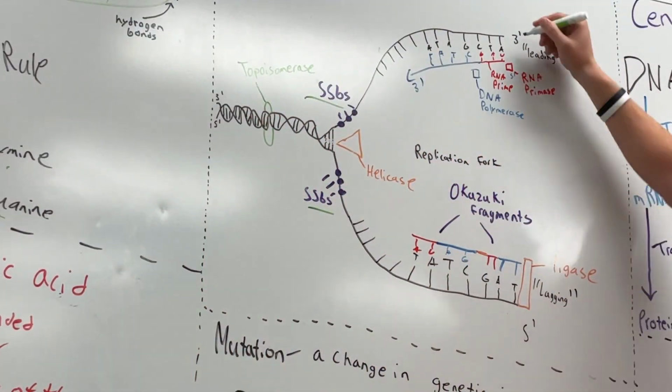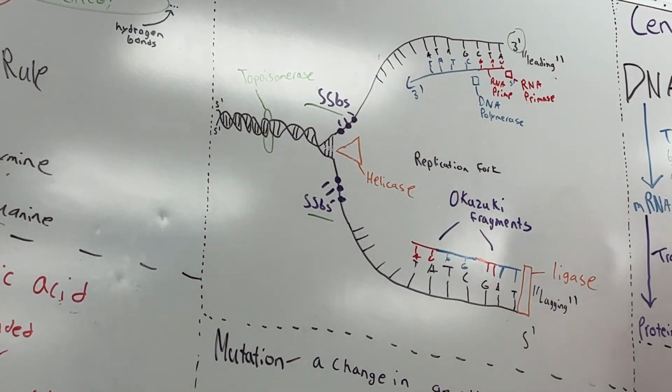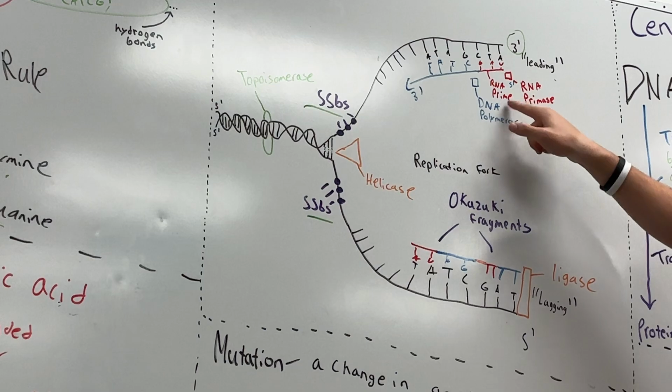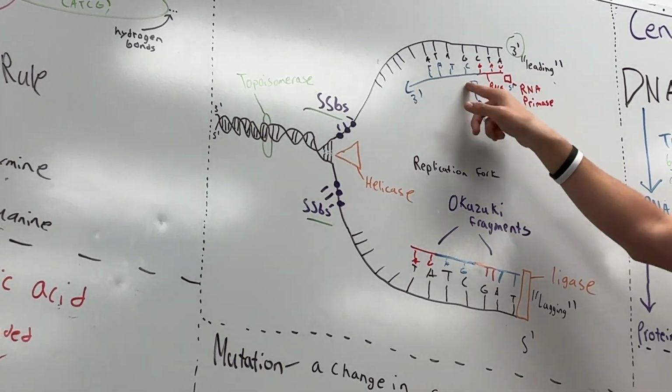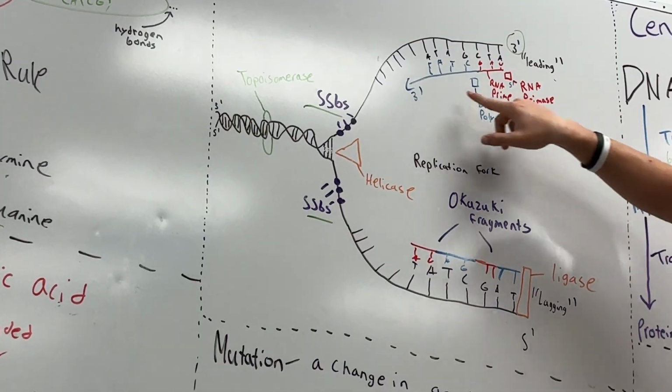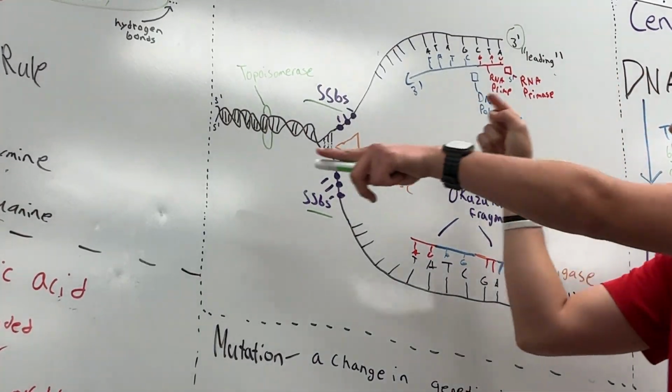On the leading strand, or the original 3' end, we will copy continuously, starting with a RNA primer made by RNA primase. Then DNA polymerase will make DNA from the 5' to 3' direction continuously, following helicase.